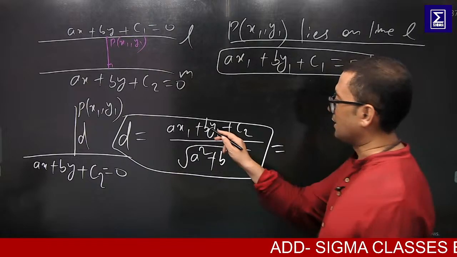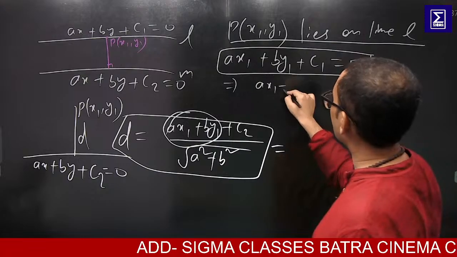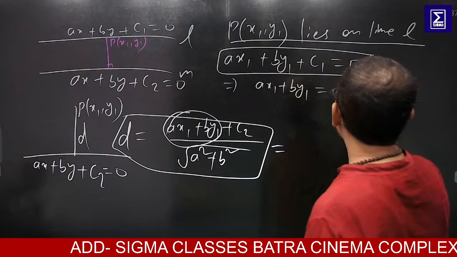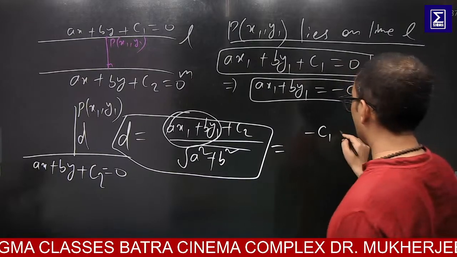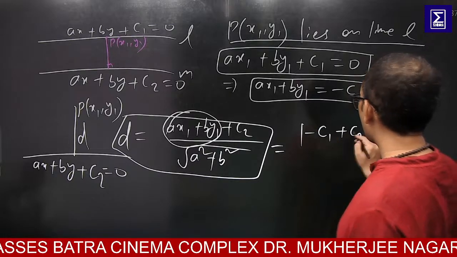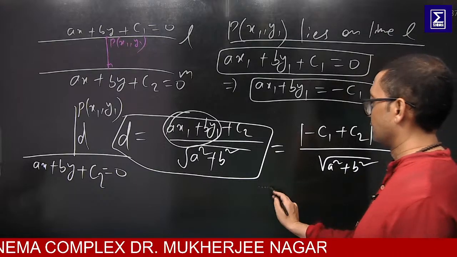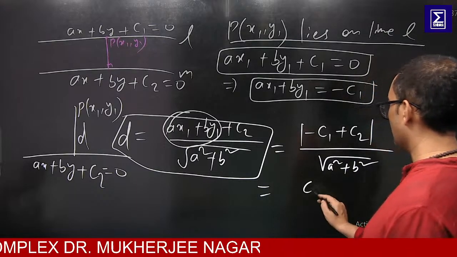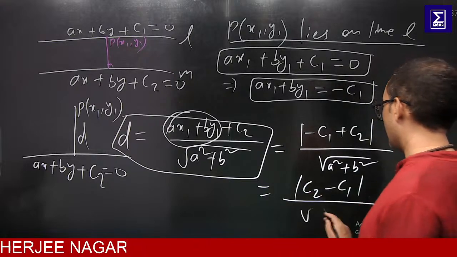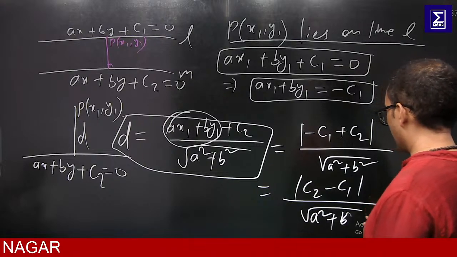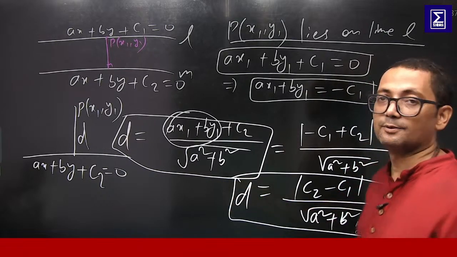Now same thing we can write in place of ax1 and by1 from here. Ax1 plus by1 is nothing but minus c1. So it would be minus c1 plus c2 upon root under a square plus b square. So finally we got c2 minus c1 or c1 minus c2, because it is in mod, so it hardly matters, upon root a square plus b square. This is the distance between two parallel lines.